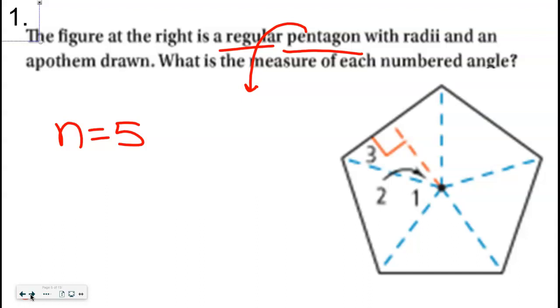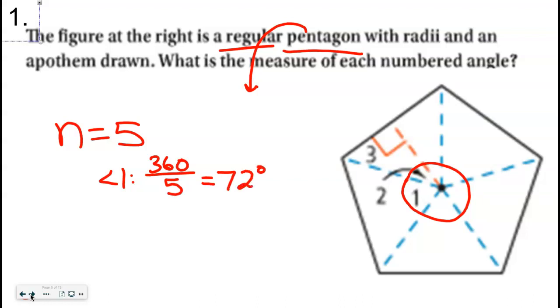Angle 1 is right here. It's one of the 5 that gets made when you swing around. So for angle 1, you're just going to take 360 and chop it up amongst the 5 angles in there at the center. If you did that on a calculator, you'd get 72 degrees. So I'm going to put dots in these. This one's 72, this one's 72, 72, 72, and angle 1 is also 72. All 5 of those. Okay?